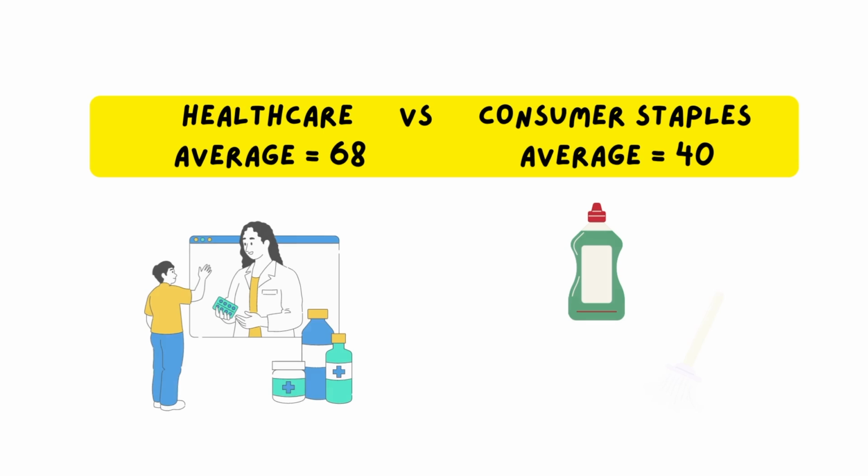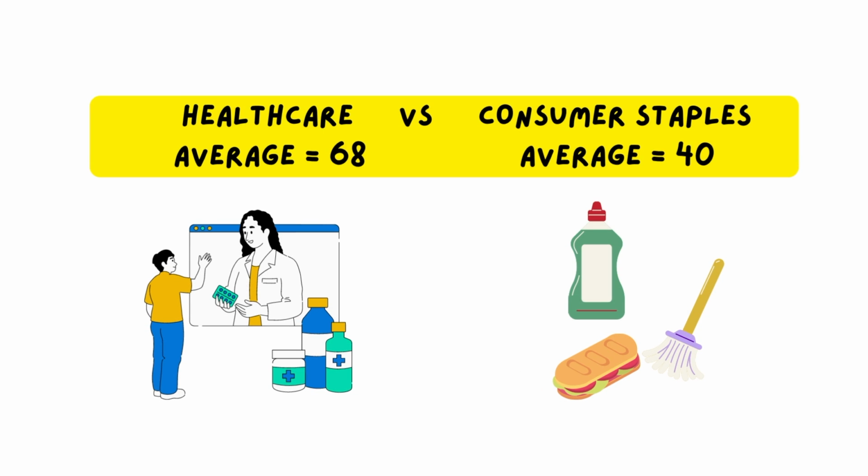When you compare two DSOs, you always have to keep in mind that you have to compare companies or company structures that are similar. If you compare healthcare companies with consumer staples, it's going to be a bit difficult because they have different business structures. But just as an example, the healthcare average DSO is 68 and the consumer staples DSO average is 40. So you can see that these different industries have different DSOs.